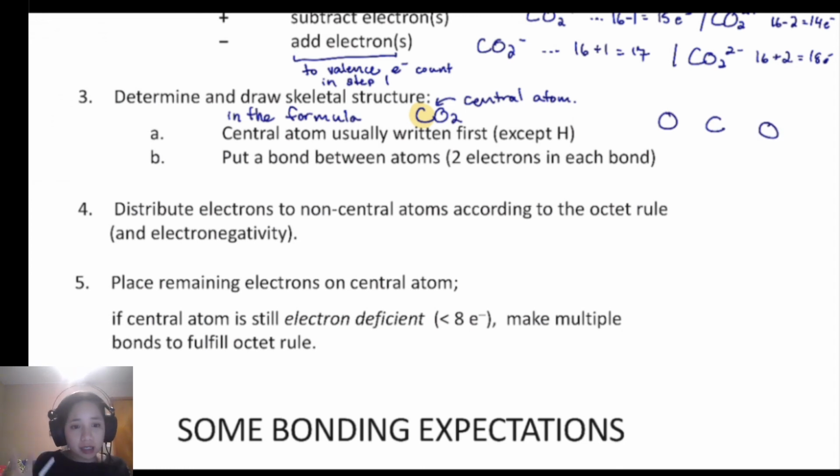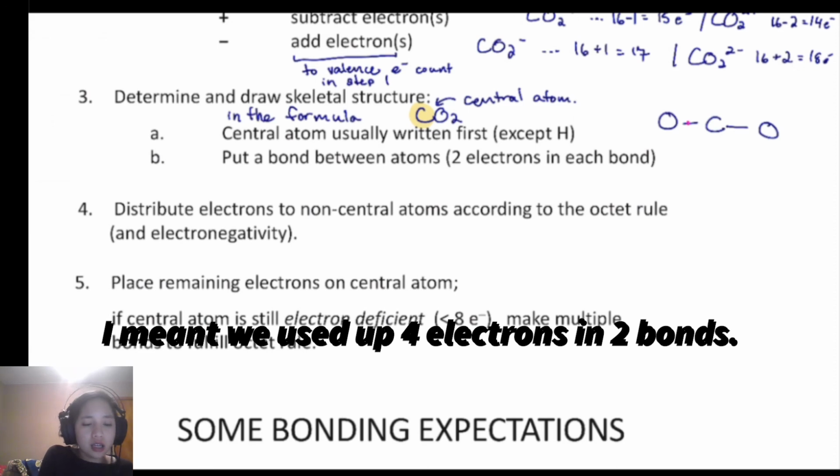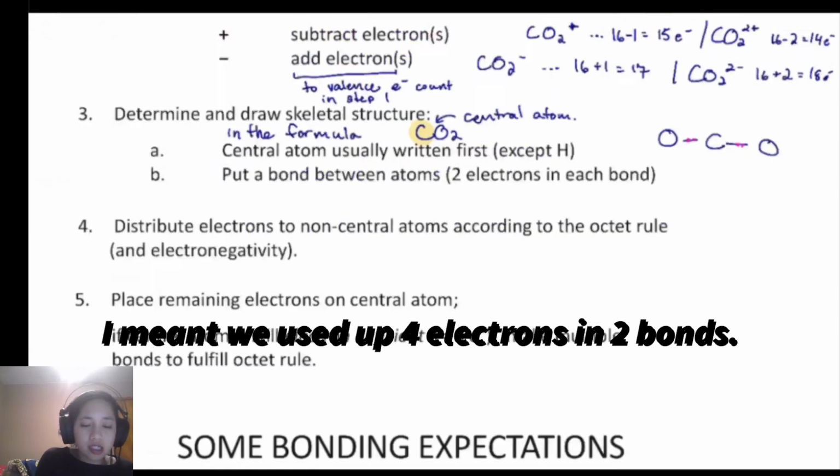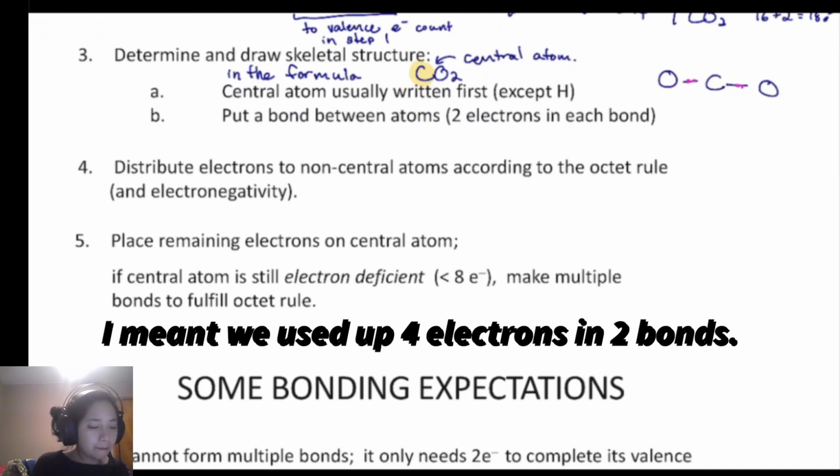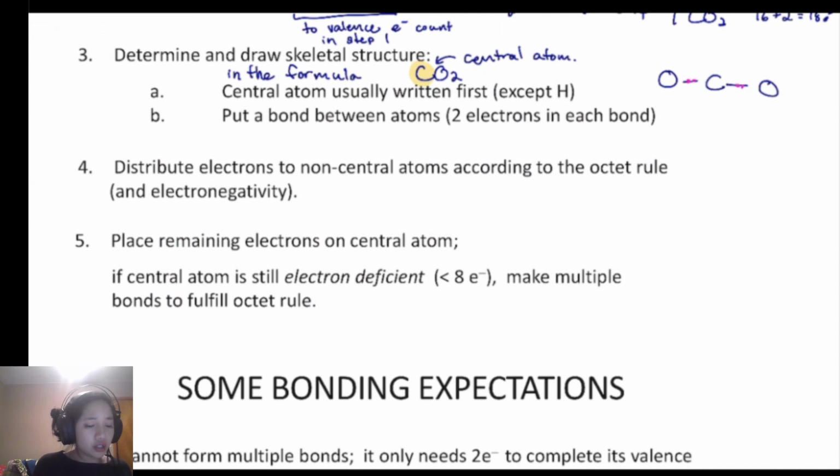And then to draw the skeleton structure, you just want to put a bond between everything. So now you've used up 2 of your electrons, out of how many electrons? 16 electron count. All right? Okay, so that's step 3. Then step 4 is to distribute electrons to the non-central atoms according to the octet rule and electronegativity.